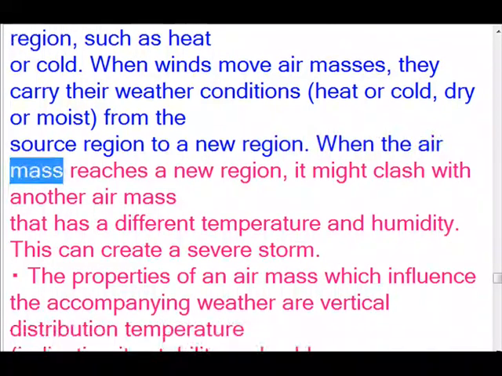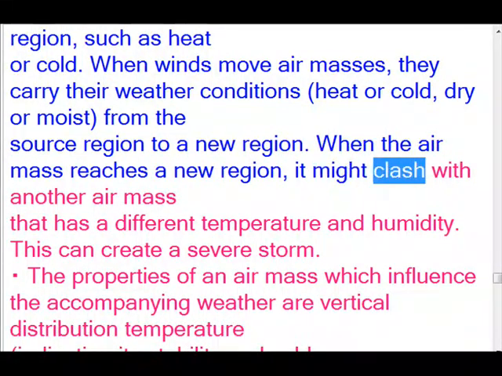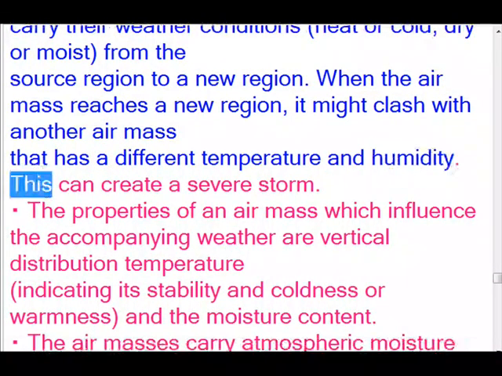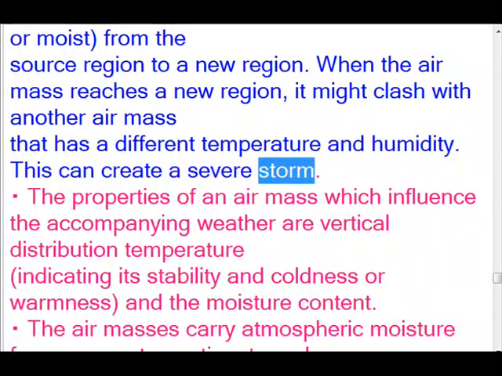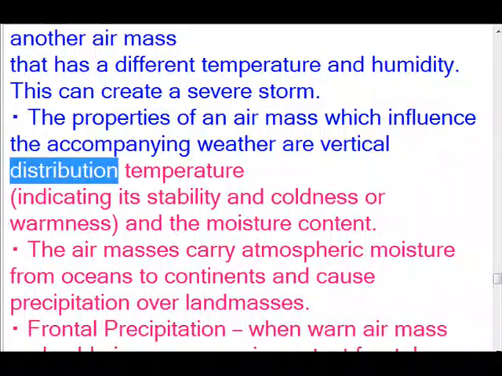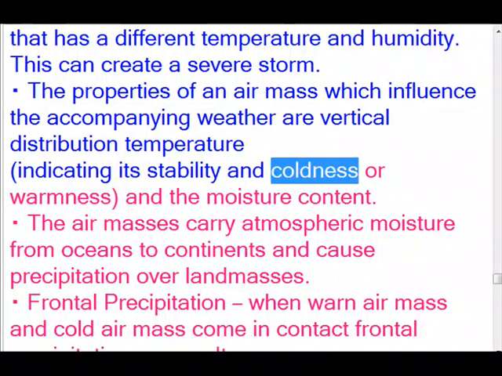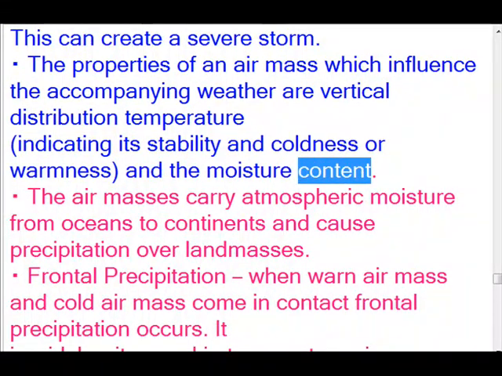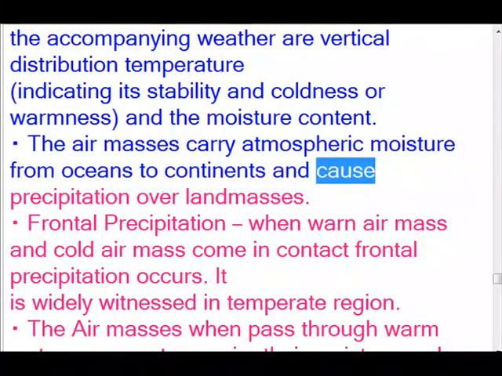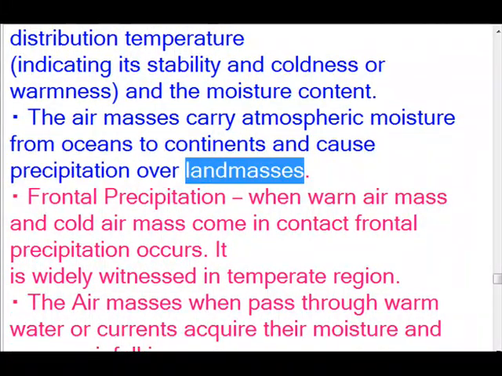When the air mass reaches a new region, it might clash with another air mass that has a different temperature and humidity. This can create a severe storm. The properties of an air mass which influence the accompanying weather are vertical distribution, temperature indicating its stability and coldness or warmness, and the moisture content. The air masses carry atmospheric moisture from oceans to continents and cause precipitation over land masses.